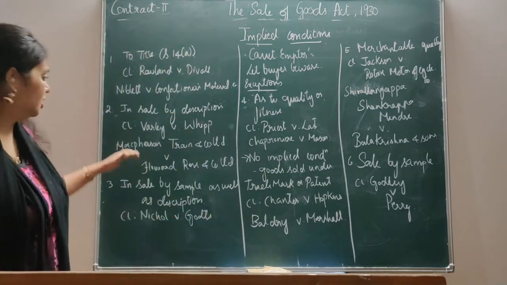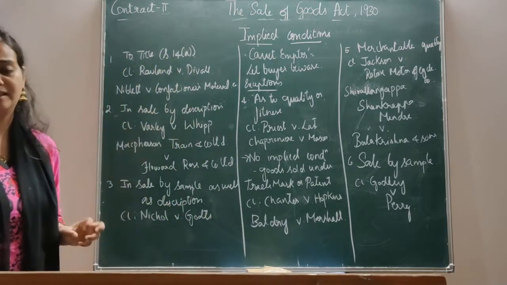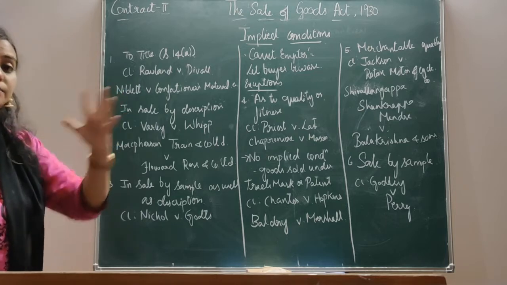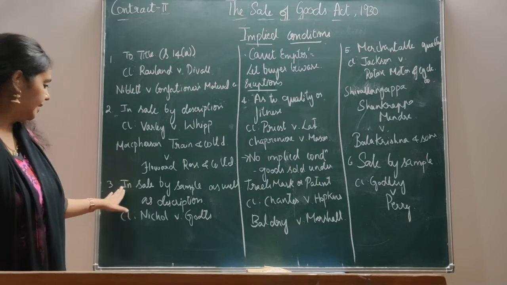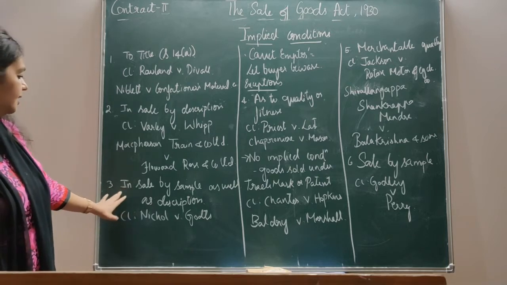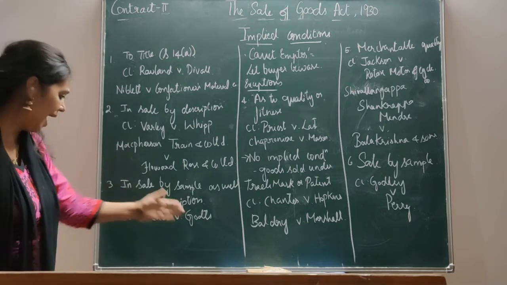Clear with this? Your description includes many things. It may be quality, fitness, date of delivery, how it is delivered, packaging. It includes many things. Basically, your description. And the next thing is implied condition in sale by sample as well as description.